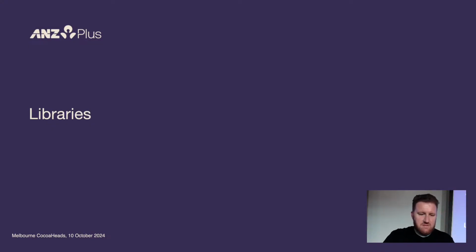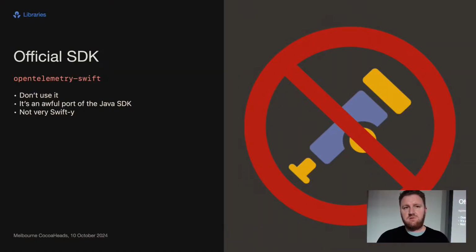All right, skim through this. Practical bits if you want to actually have a go at it yourself. The first thing is do not use the official SDK. It's garbage, absolute garbage. It's basically just as if somebody's run the Java SDK through Copilot or something. I don't know, but it's a horrible thing, and it's not very Swifty at all. So don't use that.